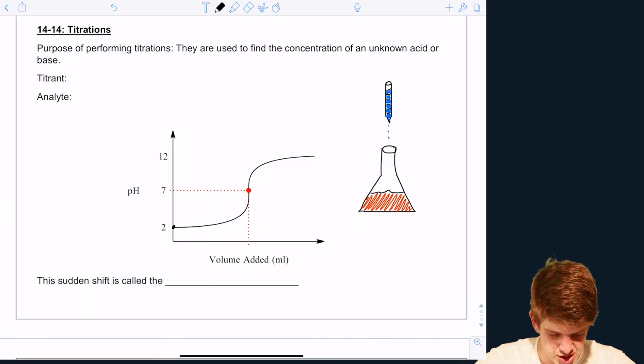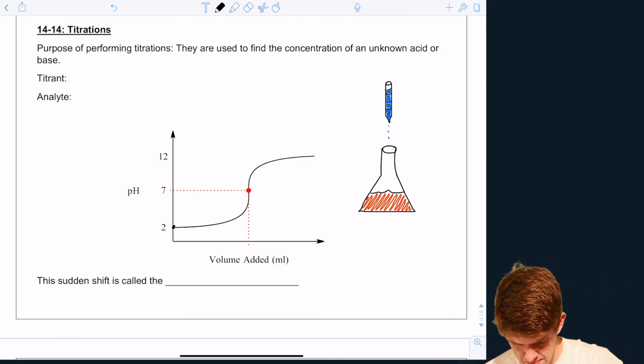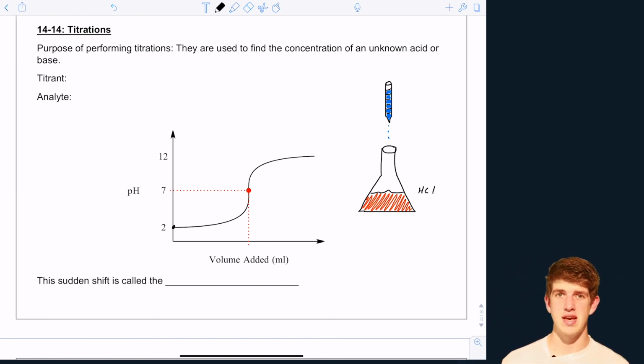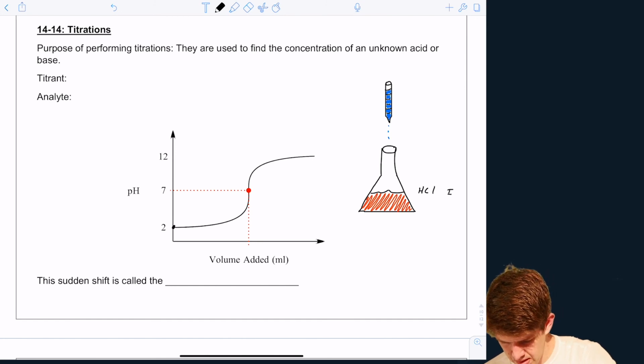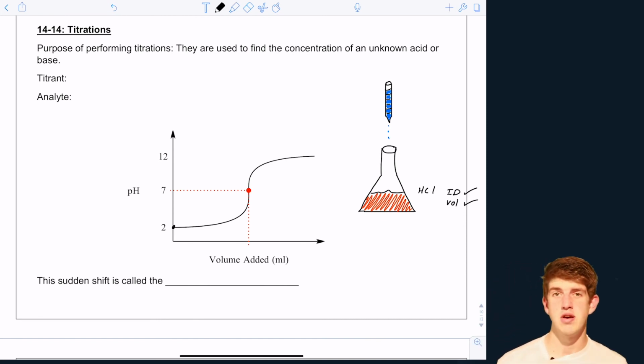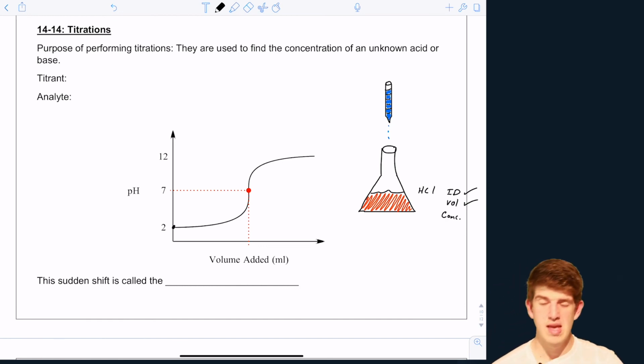All right, now let's focus on titrations for a little bit. Titrations are going to be useful for finding the concentration of some known acid or base. Let's just say here in this setup that we have a solution of HCl, and that HCl solution is in some container with a known volume. So we know the identity, we know the volume, but we don't know its concentration. So concentration is the goal.